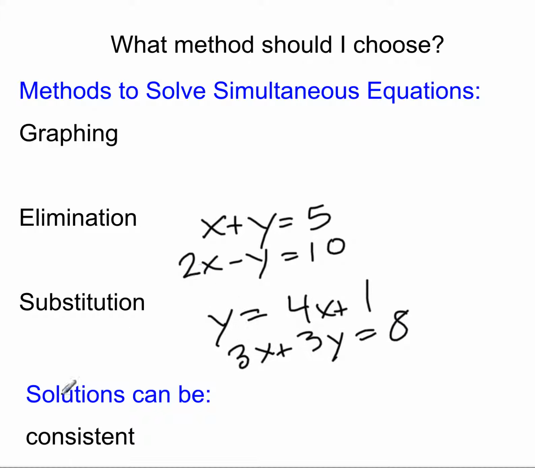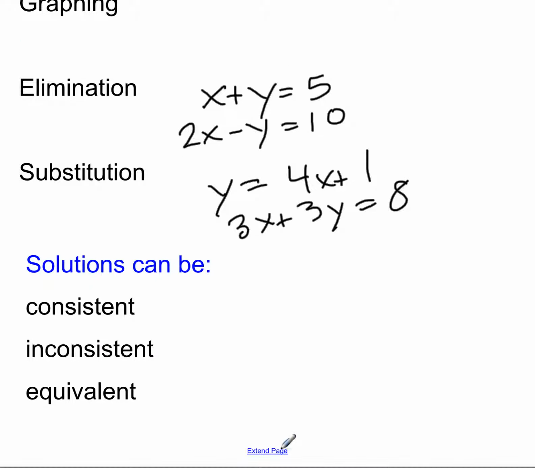So try to make a smart choice as to which kind you want to use. And then looking down, the solutions can be consistent, inconsistent, or equivalent. Okay, that's all for now. Good luck.